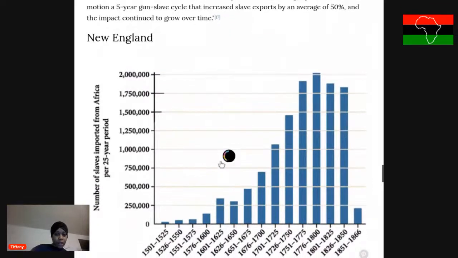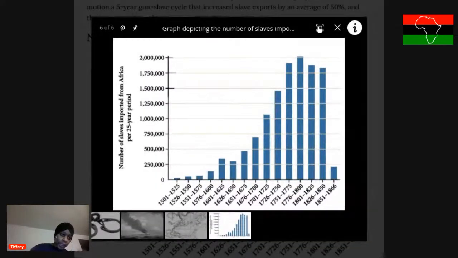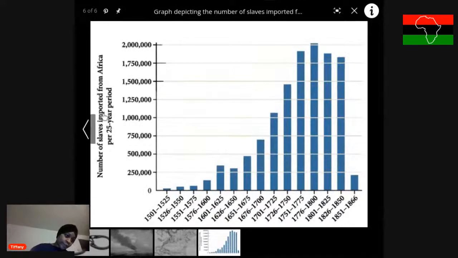Okay, so this is the chart right here. And it says number of slaves imported from Africa per 25-year period, right? All right, so right here in 1776, 1800, you had more slaves that was imported from Africa than any other time period. So you had up to like 2 million slaves, right? That was imported between 1776 and 1800.